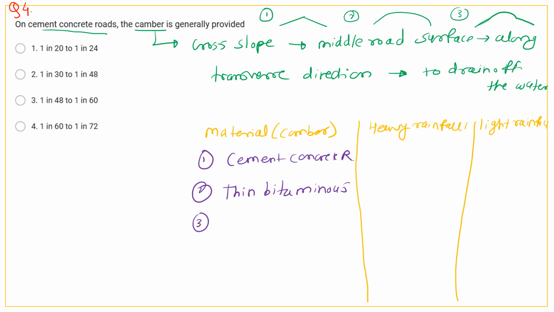Third is water-bound macadam, WBM, water-bound macadam and gravel. And last, fourth one is earthen roads. Okay, so here is how to remember the values of camber. First we remember the values in terms of percentage.